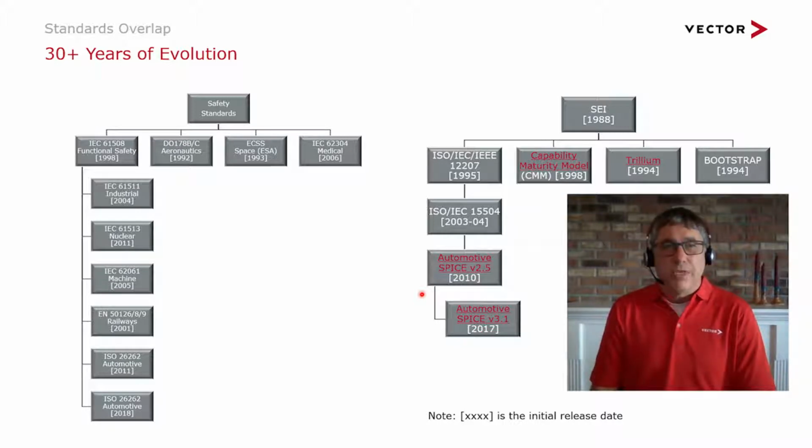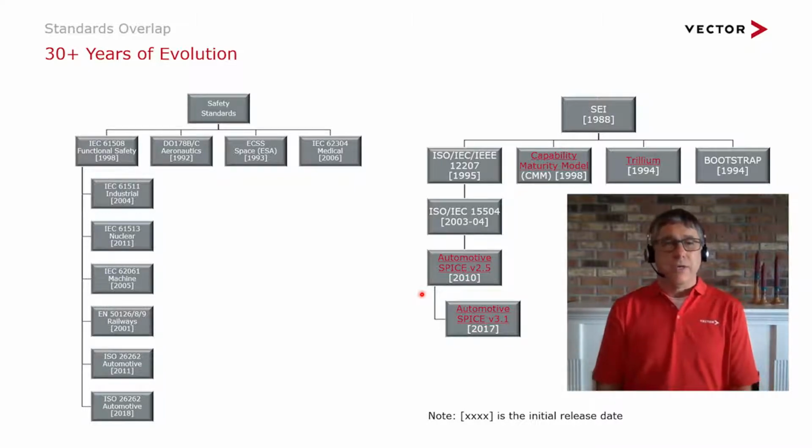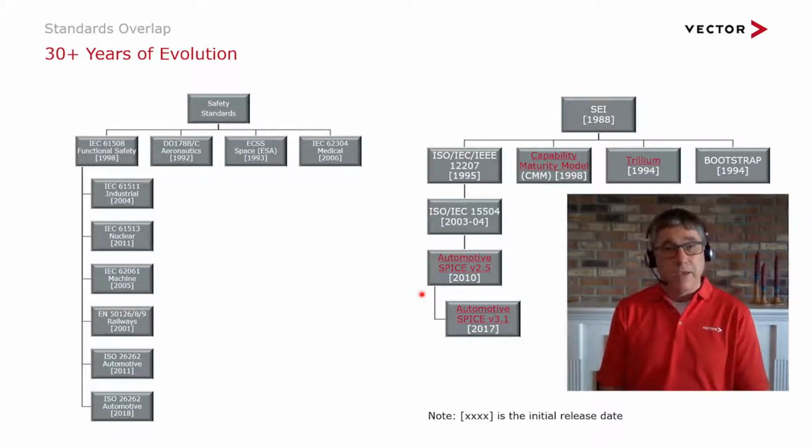The Automotive SPICE standard has a little bit longer history, so it evolved out of some activity at SEI in 1988 that led to some work at Carnegie Mellon with the capability maturity model in 1998. And then you can see it followed on to the ISO 12207, and then the Automotive SPICE release in 2010 was version 2.5. And the current release is version 3.1, which was released in 2017.